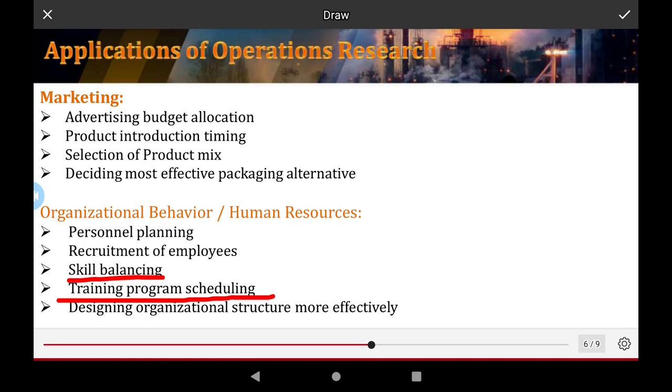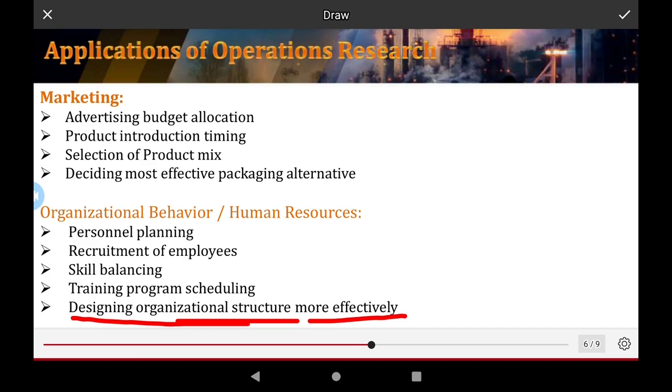Okay, and some of the training is given for the 2 month, 5 month and 6 month according to your schedules. Your schedule is also performed and given for applications in operation research, and for designing the organizational structure more effectively. Operation research is also used for designing organizations and the structure of organizations more effectively.